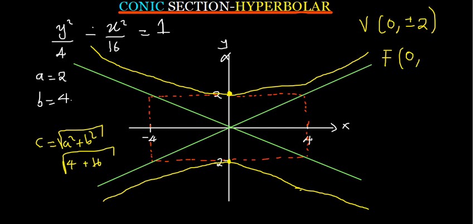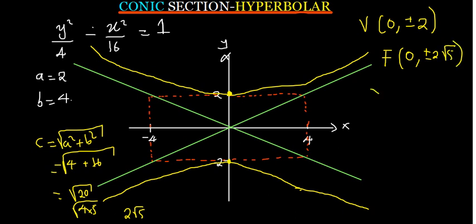So that is the square root of 20. And we know that 20 can also be written as 4 multiplied by 5. The square root of 4 is 2, so this is 2 square root of 5. Meaning that the foci are going to be 0, positive or negative 2 square root of 5. So this is it for this one.